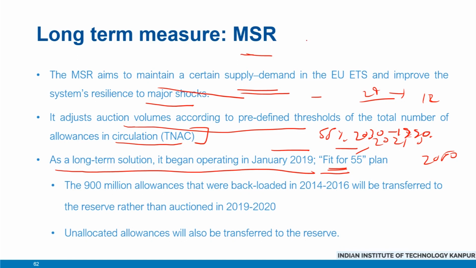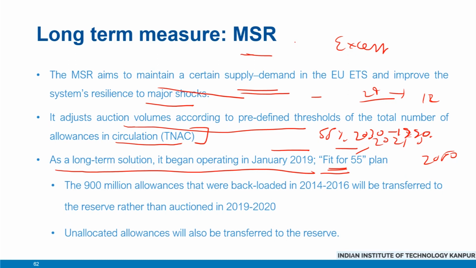So to address this glut, the MSR adjusted allowance supply by transferring the excess allowances, which were computed through a well-defined formula, to the reserve. These reserve allowances were withheld from auctions. These are either released or cancelled at a later stage. So this mechanism is governed by predefined rules and is meant to increase the system's resilience to major shocks and foster other climate policy.